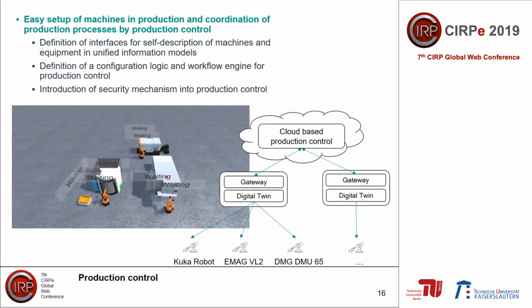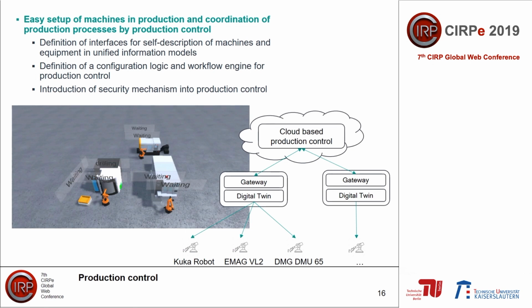The use of unified information models enables an easy setup of the machines in production through self-description of the hardware modules. Having created quasi-digital twins on the platform can also be used for the coordination of production processes using a workflow engine and hence making production monitoring and production control possible.